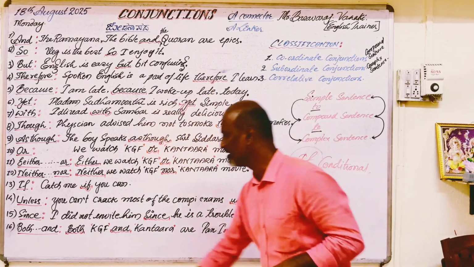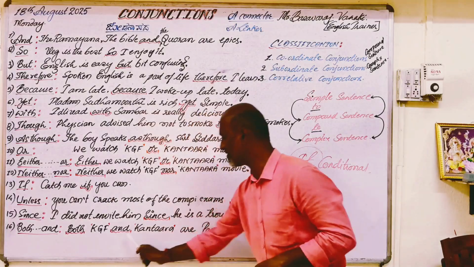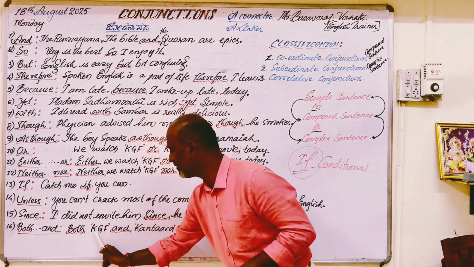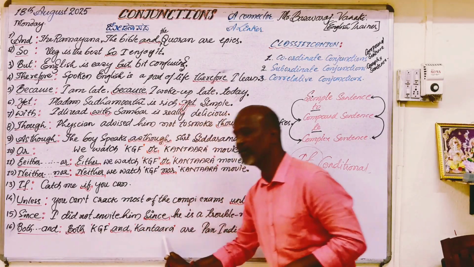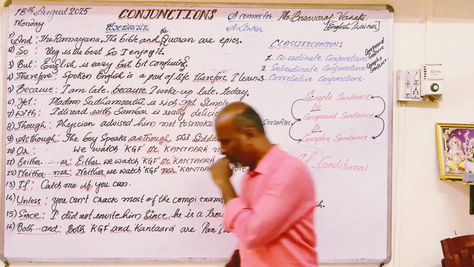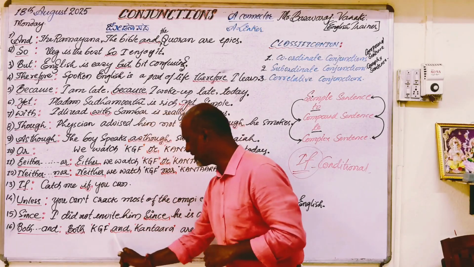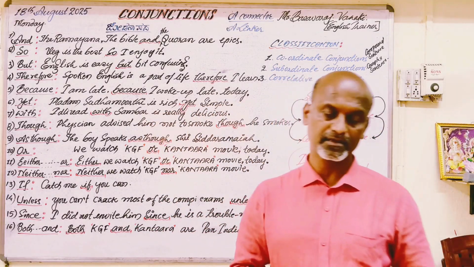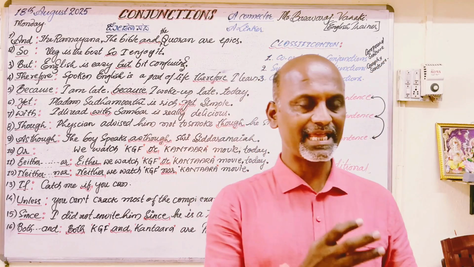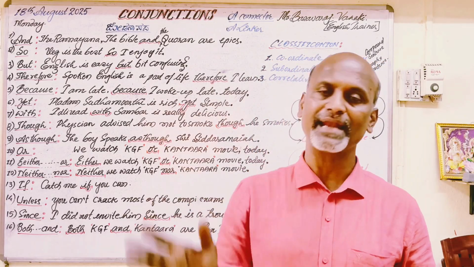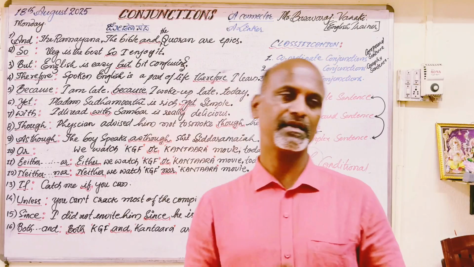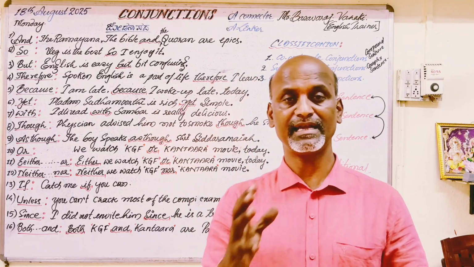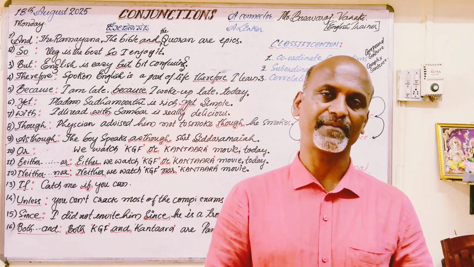Look at the example. Both KGF and Kantara. I told you, both I have written. First name KGF and second name Kantara. Let me repeat. Both KGF and Kantara are pan-India movies. What is the meaning? KGF and Kantara, both are pan-India movies. If you say in Kannada, KGF and Kantara are both pan-India movies.